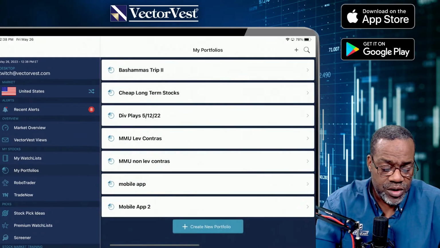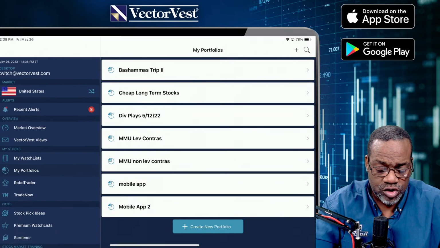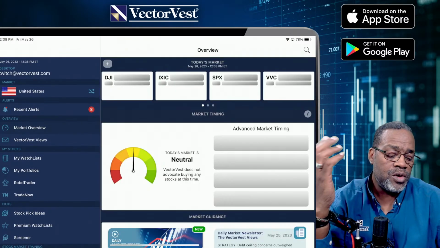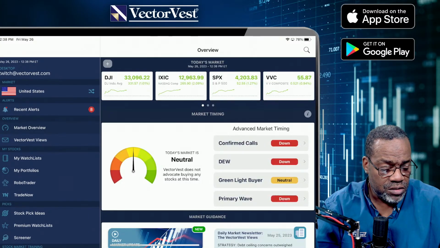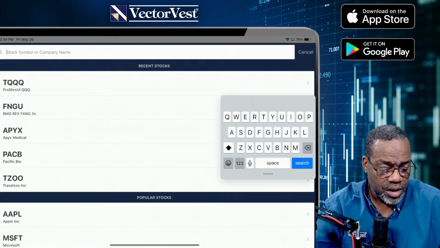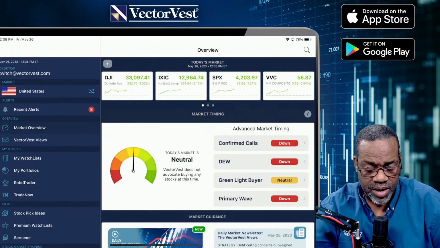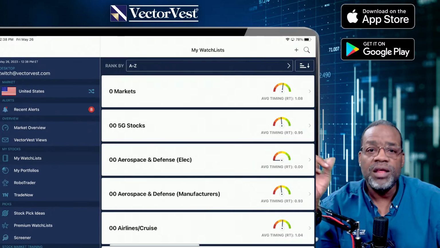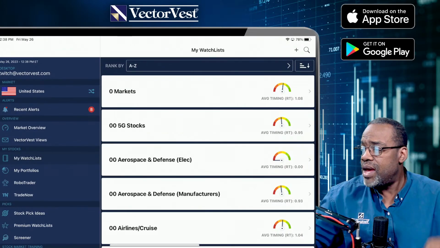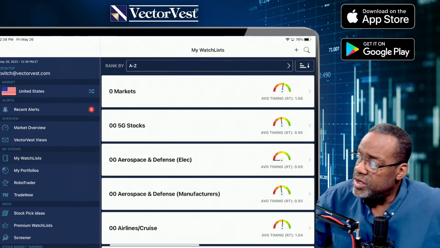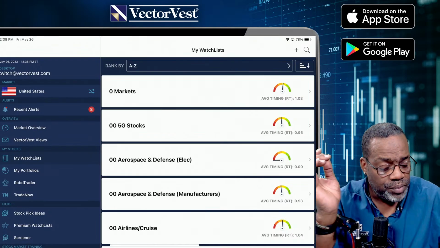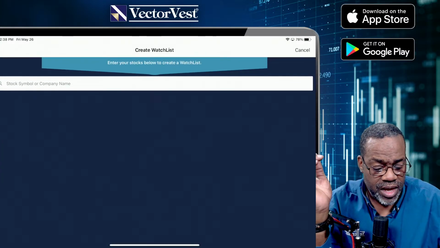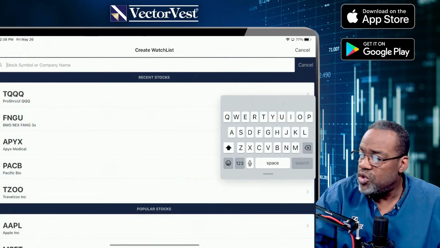All right. What we're going to do is get back to the market overview. I'm going to go to my watch list and click on it. And I'm going to click the plus button, because now I'm going to give myself an opportunity to look at your stocks. I'm going to hit the plus button, top right-hand corner, and start entering the stocks that you want me to look at.